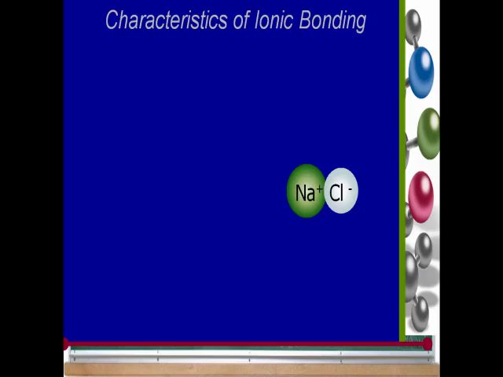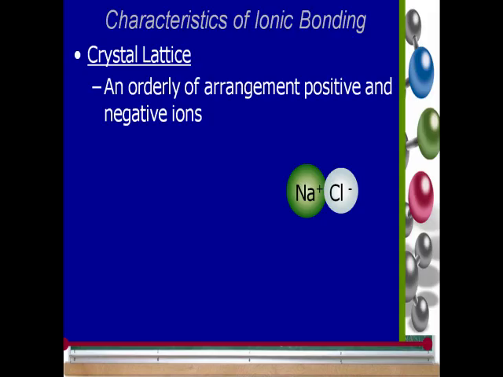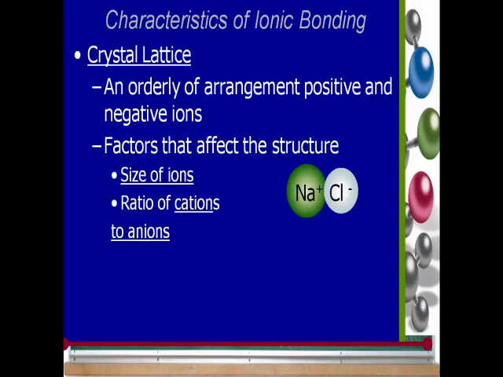Okay, so let's talk about this crystal lattice. A crystal lattice is defined as an orderly arrangement of positive and negative ions. And these positive and negative ions are repeating units. It's important to note that not all crystal lattices are arranged the same. So a crystal lattice is really a bundle of lots of positively and negatively charged ions bonded together. So let's talk about the factors that affect the structure.